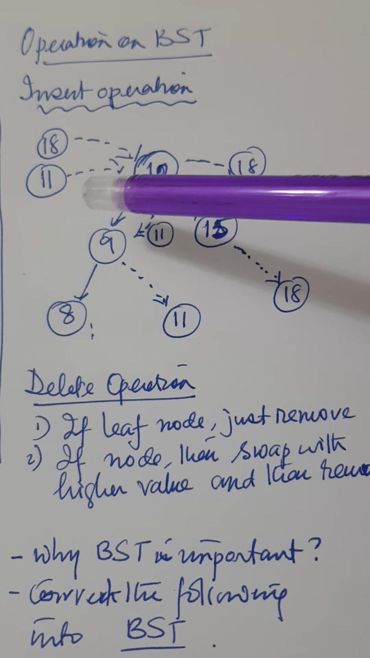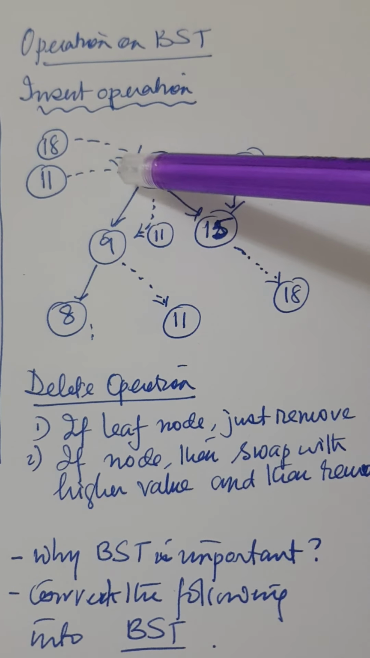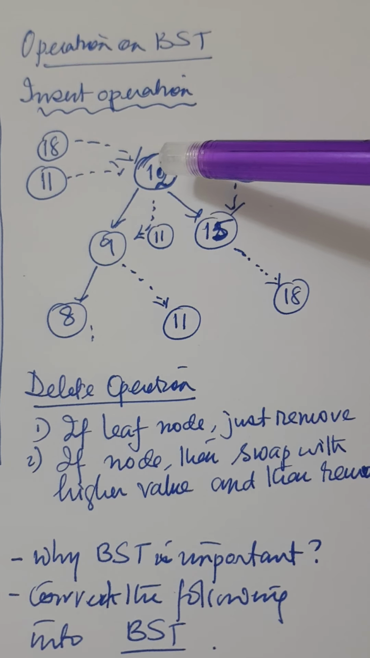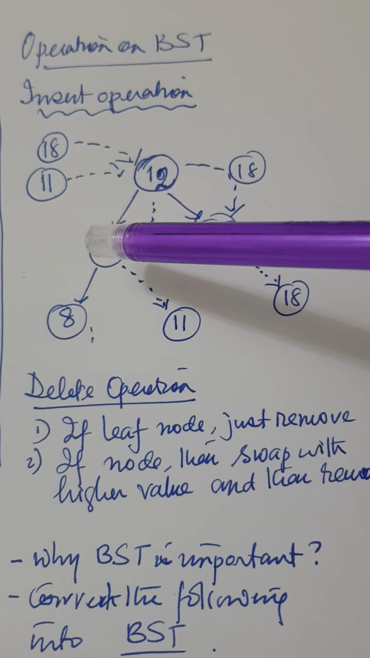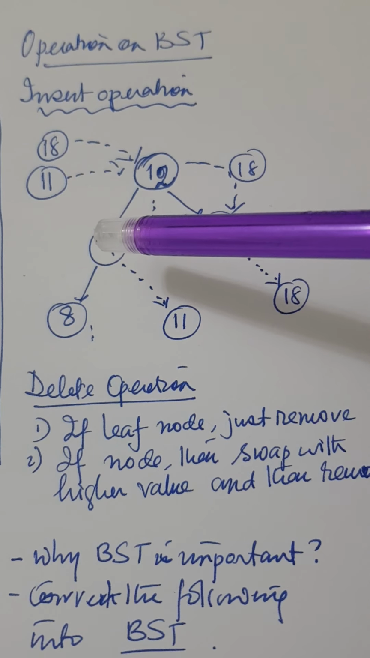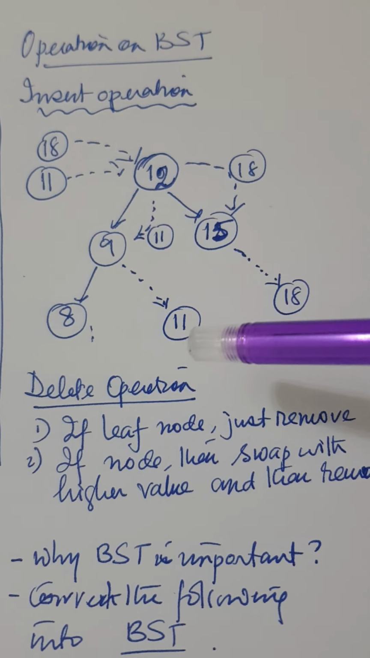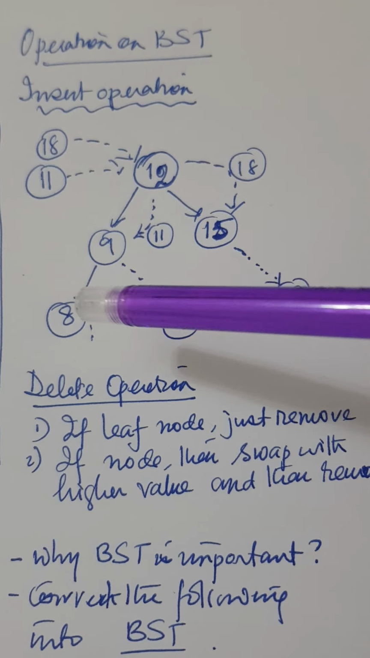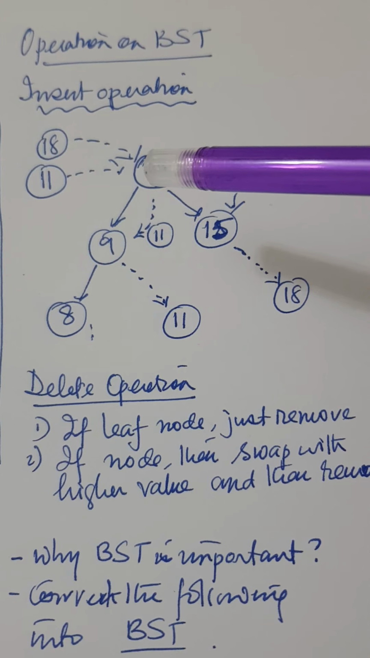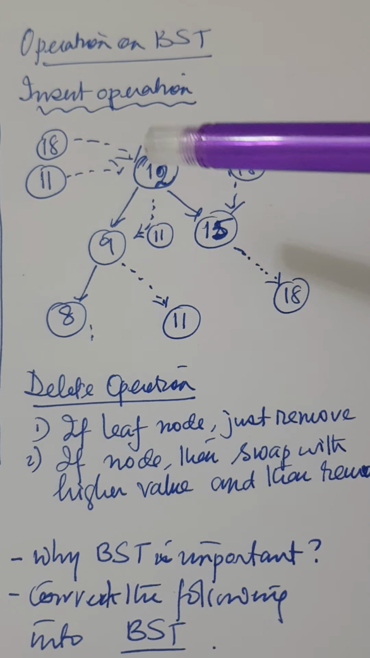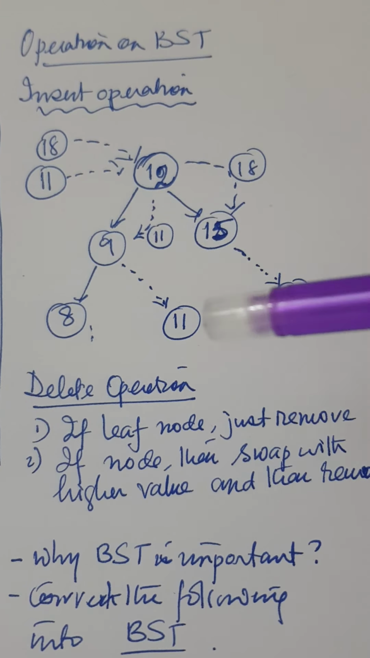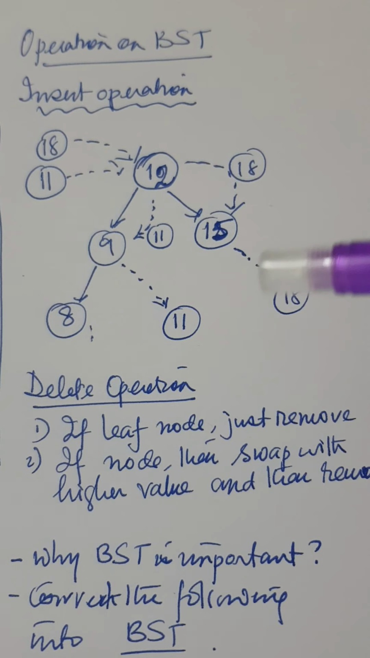The next item I'm inserting is 11. When 11 comes to the root, it compares the value: is 11 greater than 12? No, so go to the left. Then it comes to 9 and compares: is 11 greater than 9? Yes, so go to the right and it gets connected. So in the insert operation, the node comes to the root, compares its value with the value of the root, and decides whether to go left or right based on the value. Is that clear? I hope it's very clear to you.